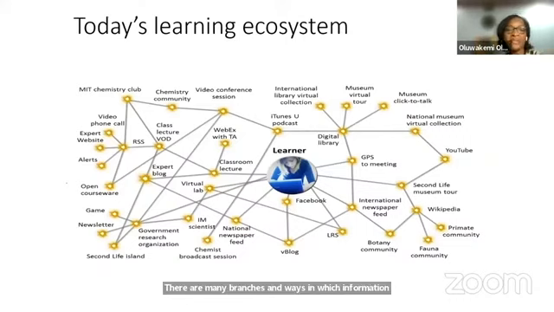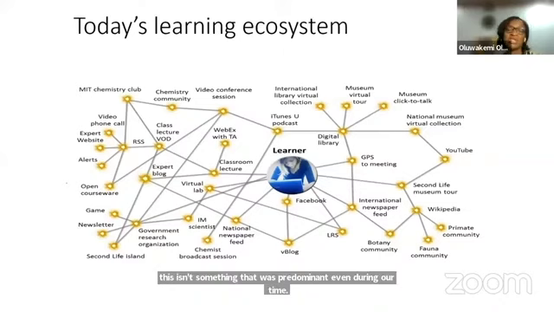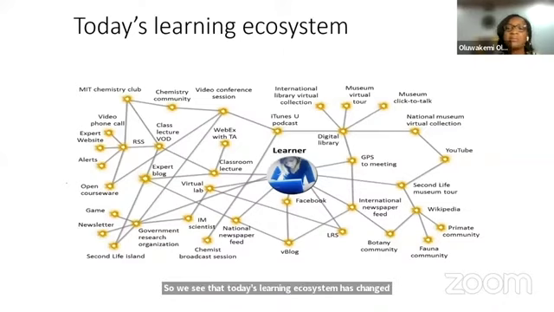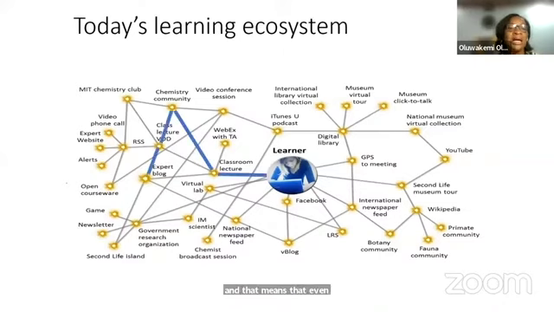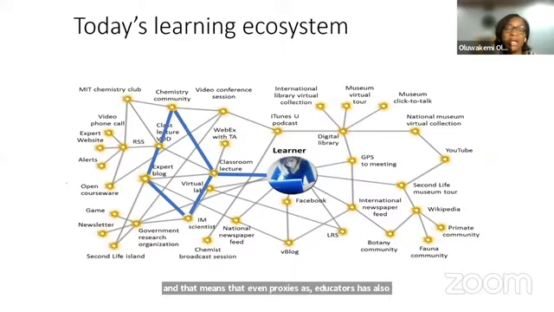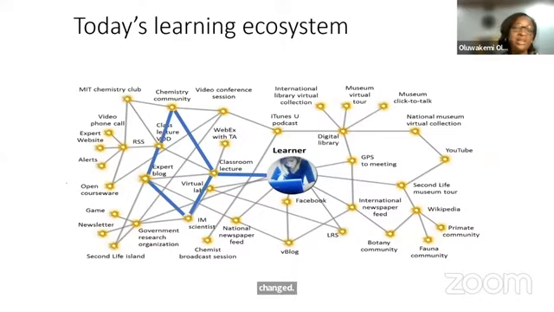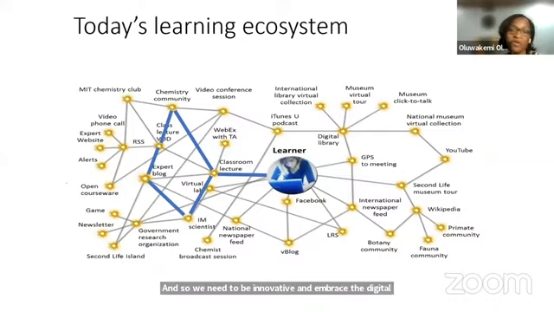And one thing that we have seen even in recent times is that self-directed learning has also become natural for today's students. So you see students, even beyond their content, learning other skills on their own. And this isn't something that was predominant even during our time. So we see that today's learning ecosystem has changed. And that means that even our practice as educators has also changed. And so we need to be innovative and embrace the digital disruption that is happening, as educators, and be at the forefront of it.